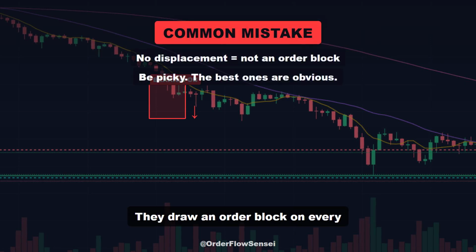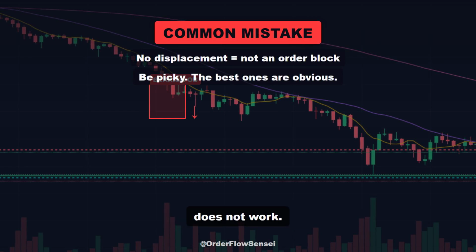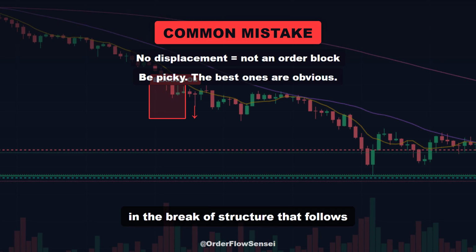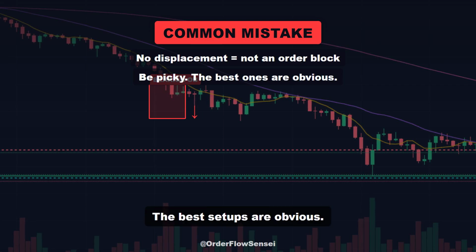Here is the mistake almost everyone makes. They draw an order block on every single candle and then wonder why it does not work. An order block without displacement is just a candle. The power comes from the strong move and the break of structure that follows it. No displacement, no trade. Be picky. The best setups are obvious. If you are squinting at the chart trying to force it, it is not the one.